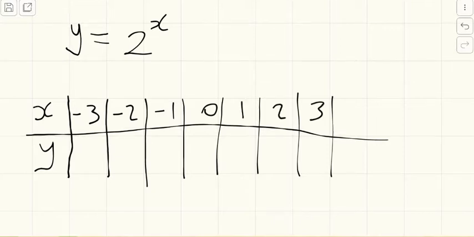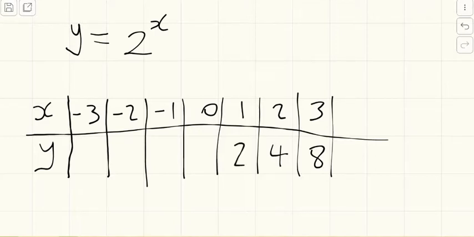Okay, let's start with x equals 3. So if x equals 3, then y is equal to 2 to the power 3. So that's going to be 8. If x equals 2, then y is equal to 2 to the power of 2. So that's going to be 4. If x is equal to 1, then y is going to be 2 to the power of 1, which is 2.